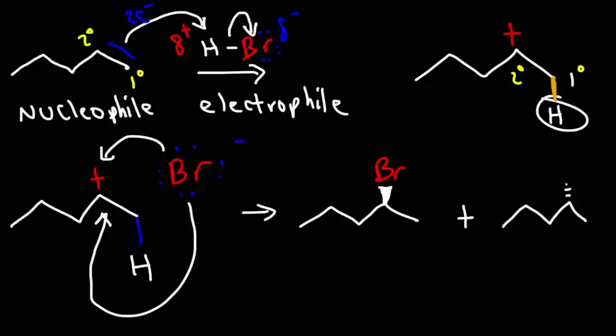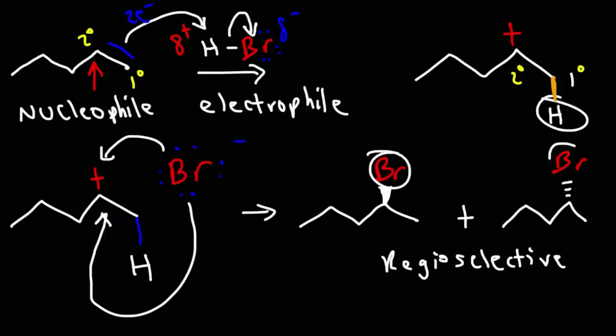So this reaction is regioselective because the bromine atom will selectively be added to the secondary carbon and not the primary carbon. So we have a regioselective reaction. Now, this reaction is not stereoselective. There's no specificity in this reaction because we get a mixture of stereoisomers. We don't get one stereoisomer over the other. We get both. So it's not stereoselective, but it is regioselective.